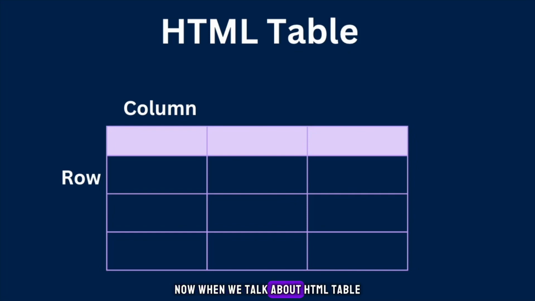Now, when we talk about HTML table, there are some data that are in the form of tables. For instance, Excel-type data. In Excel we always have rows and columns. How do we represent that in HTML on a web page? That's when HTML table comes in. Basically, we use table to organize our data in an organized way.